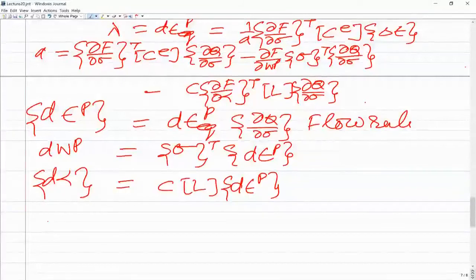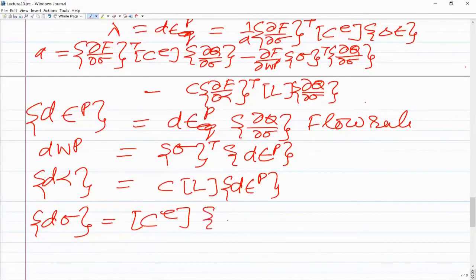And then we know that d of sigma is equal to the elastic constitutive matrix C into d of epsilon minus d of epsilon p.